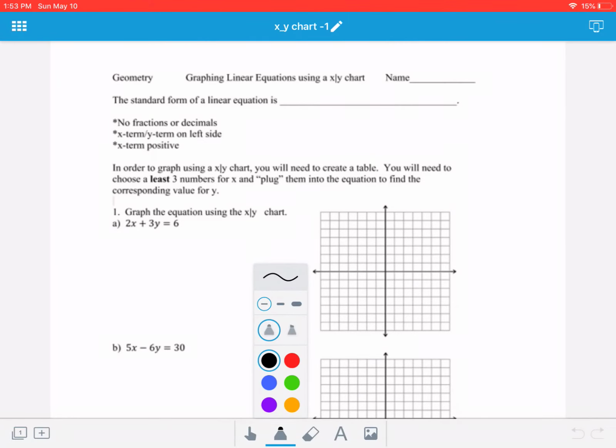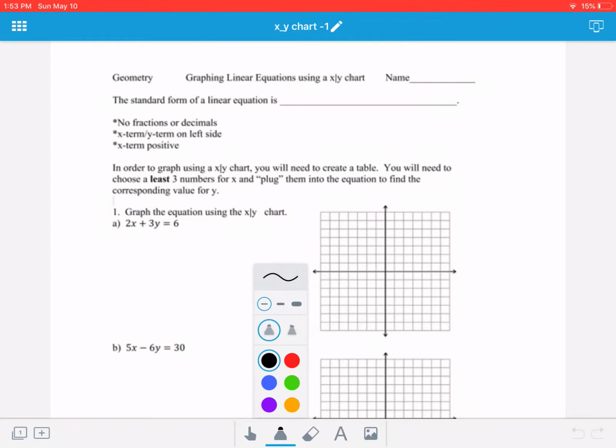It's just been a long time since we've done graphing lines, so this week we're gonna graph lines two ways. We're gonna use an XY chart, and we're gonna use slope-intercept form. Your XY chart is going to be your most basic way. It's when you take X values and you plug them into the equation, solve for Y, and then you plot your points. And you'll be able to use XY charts throughout all of your math for the most part.